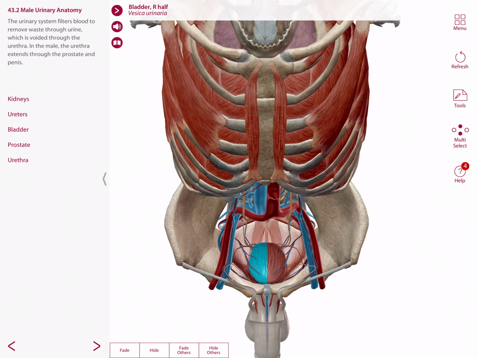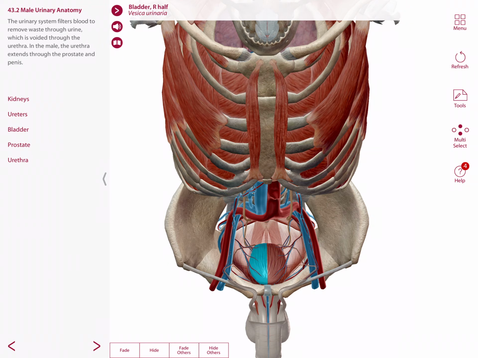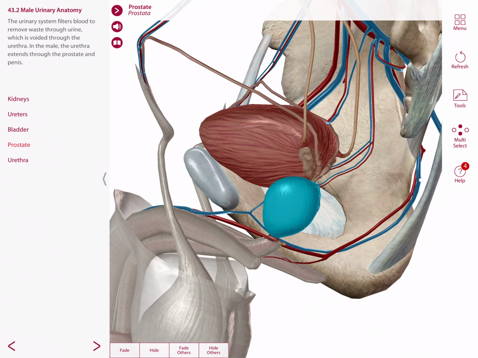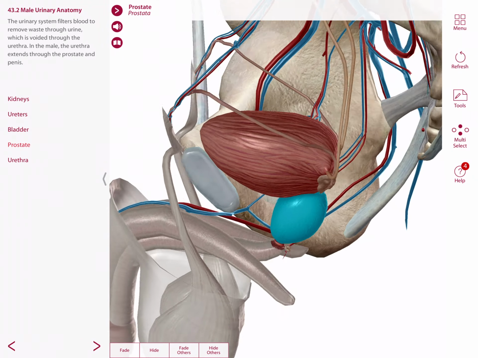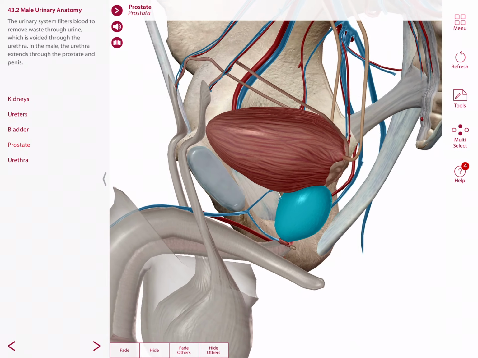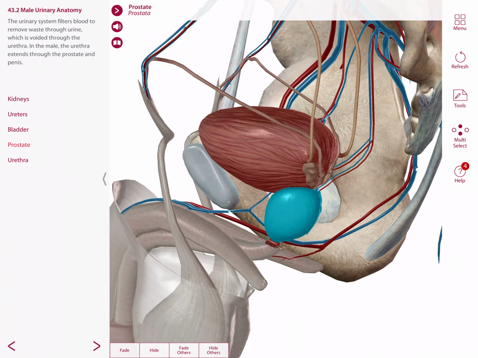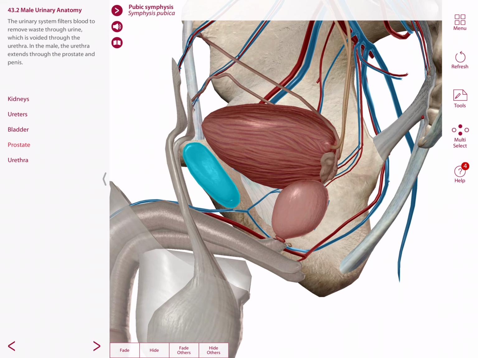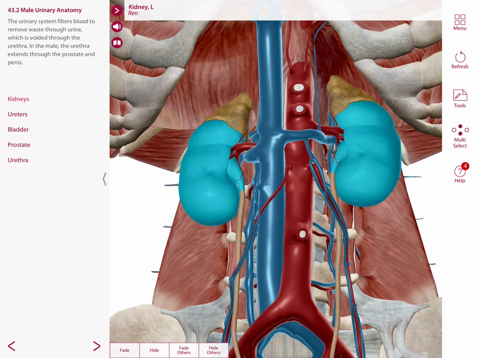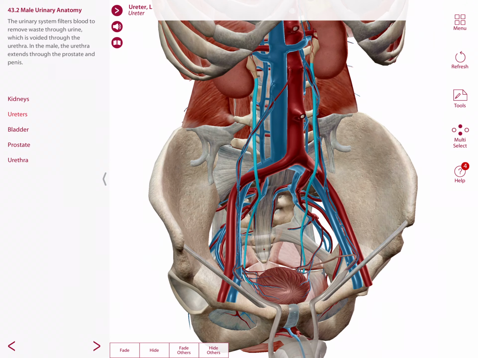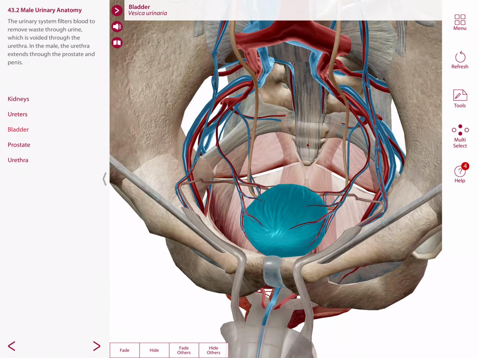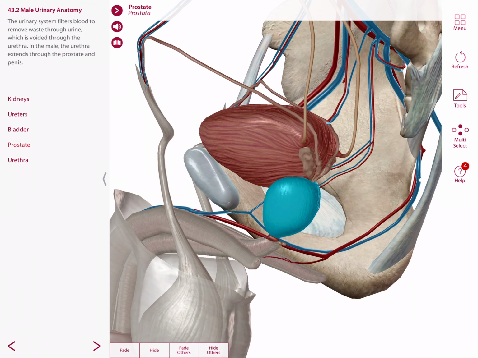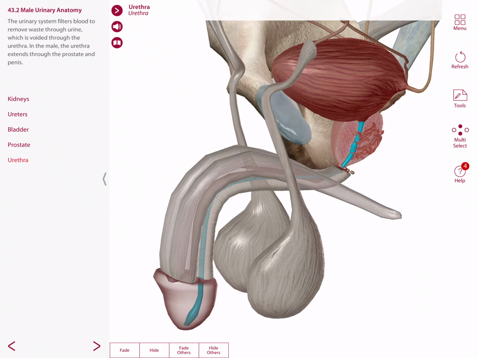Now, below this urinary bladder, which we'll have to do some dissection, I'm going to click that, there is the prostate. So the prostate gland is going to be hanging down just below the bladder here and behind the pubic symphysis. So we've got the kidneys, the ureters, the urinary bladder, the prostate, and the urethra.